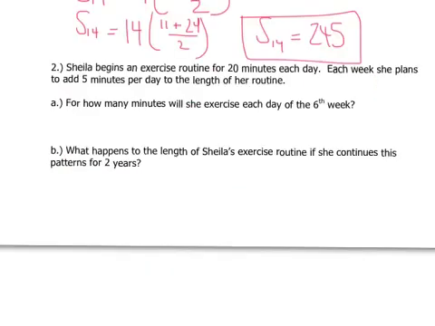Sheila begins an exercise routine for 20 minutes a day. Each week, she plans to add 5 minutes per day to the length of her routine. For how many minutes will she exercise each day of the 6th week? Am I looking for a term or a sum? It's a term, but I was confused on that. Each week she plans to add 5 minutes per day. Does that mean she adds like 5 minutes each week?